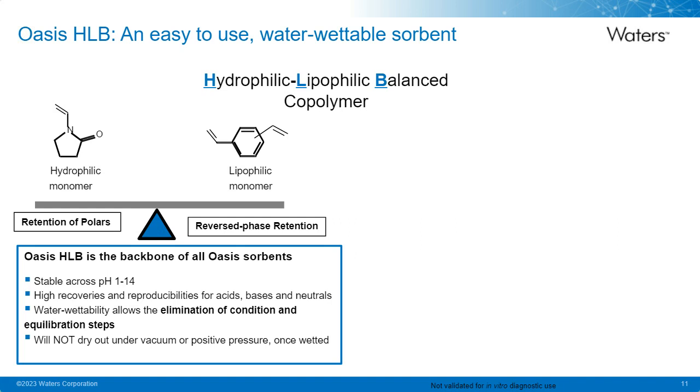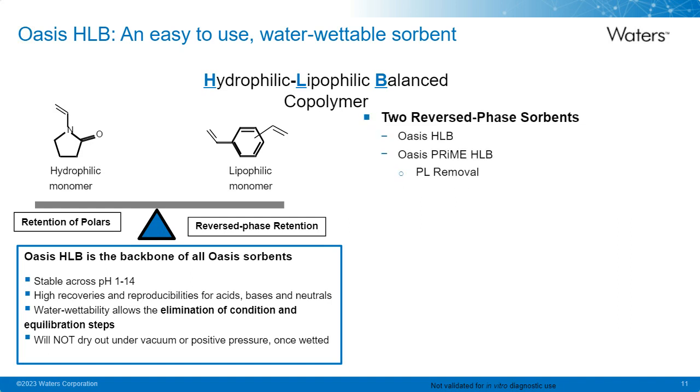It's water wettable, so we can eliminate conditioning and equilibration steps, and we don't need to worry about it going dry in the middle of our extraction. And because of that, it won't dry out under vacuum or positive pressure once wetted. As I mentioned before, we have two reverse phase sorbents, HLB and Oasis Prime HLB, which adds phospholipid removal.